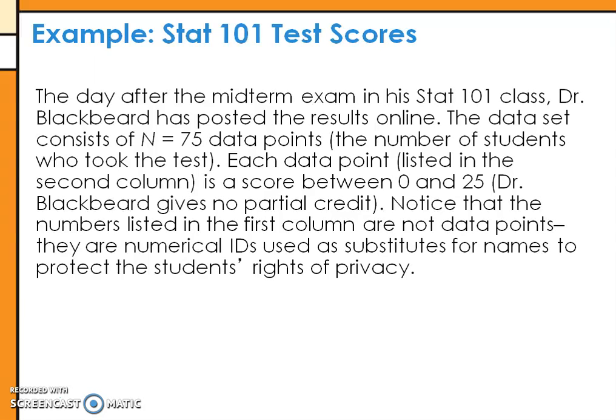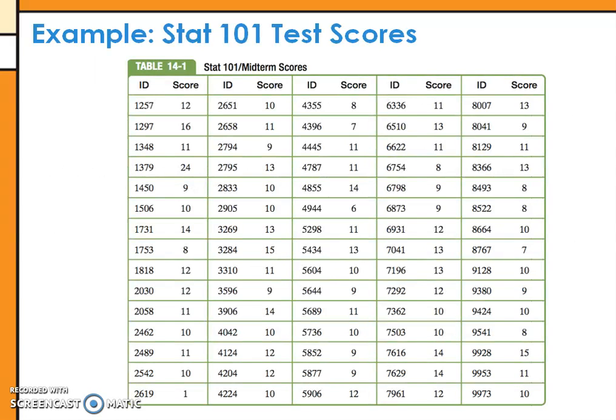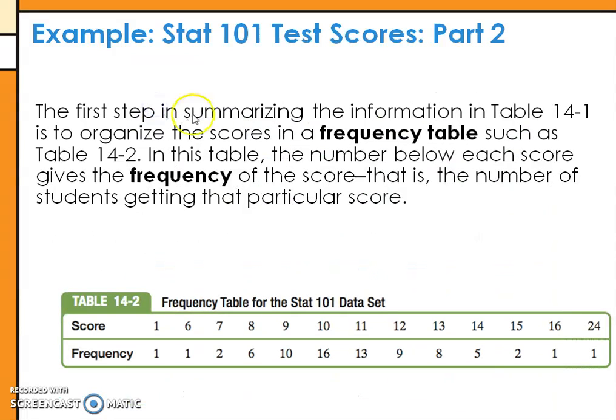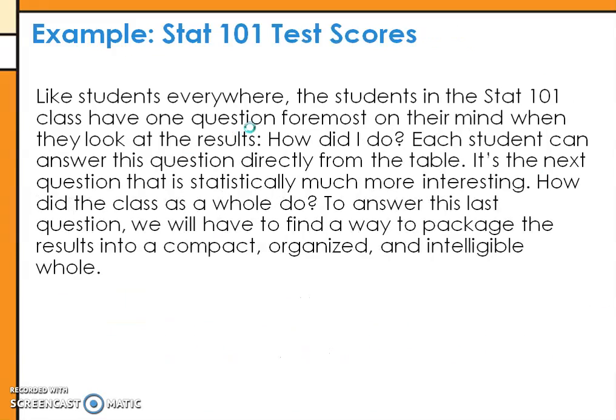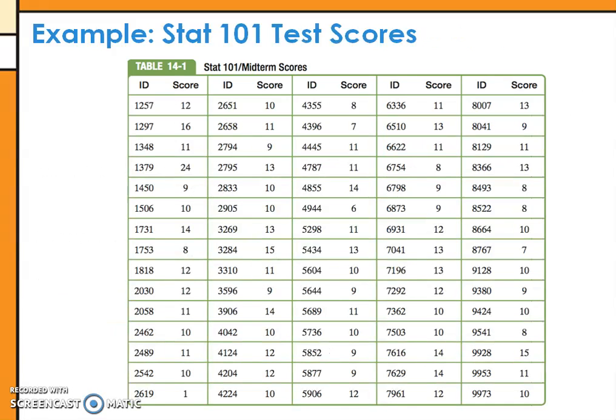And notice the numbers in the first column are numerical, but they're student IDs, so that he's not just posting what everybody got on the actual exam. So these are just student ID numbers, so that they're kind of anonymous. And then here's all the scores. These could be names, they just happen to be numbers.